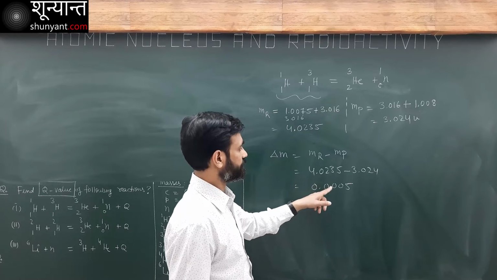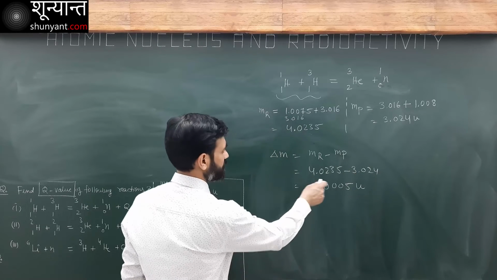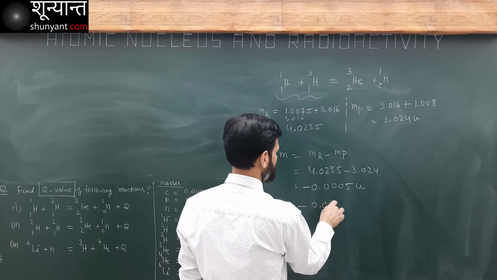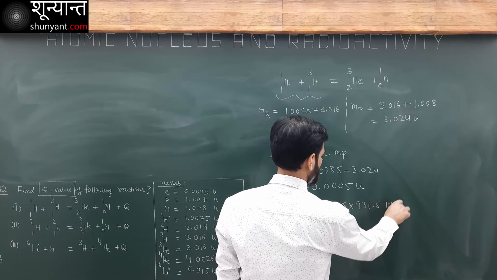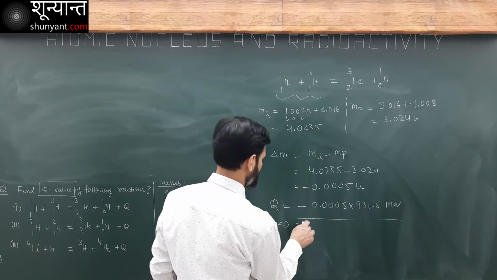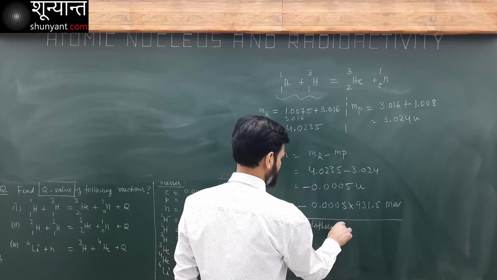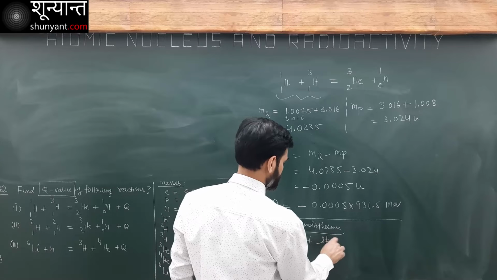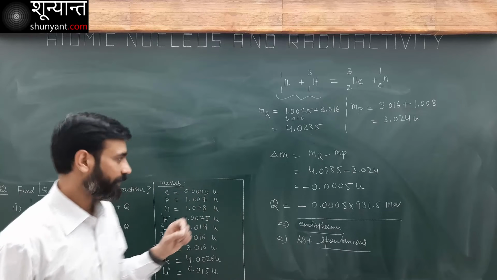Does that make sense? 0.0005 u, with a minus sign. So what will be the Q value? Q will be minus 0.0005 times 931.5 MeV. I am getting a negative Q value. That means this process is endothermic. That means it is not spontaneous. This process will not happen on its own.